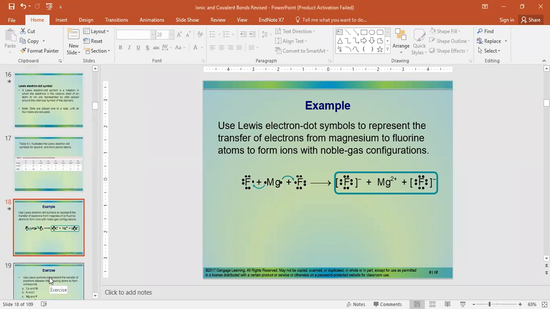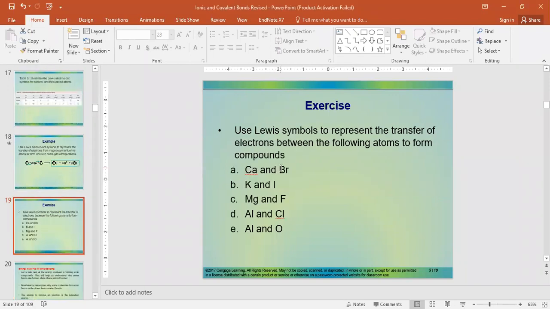There is an exercise here, and the exercise requires you to use Lewis symbols to represent the transfer of electrons between the following atoms to form compounds. Important to note, if you look at calcium, you know calcium is an S2, and bromine is a P5. Bromine is one of the halogens.